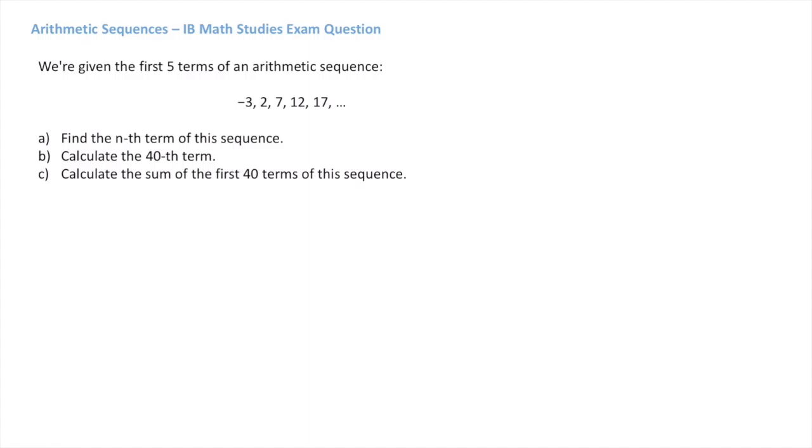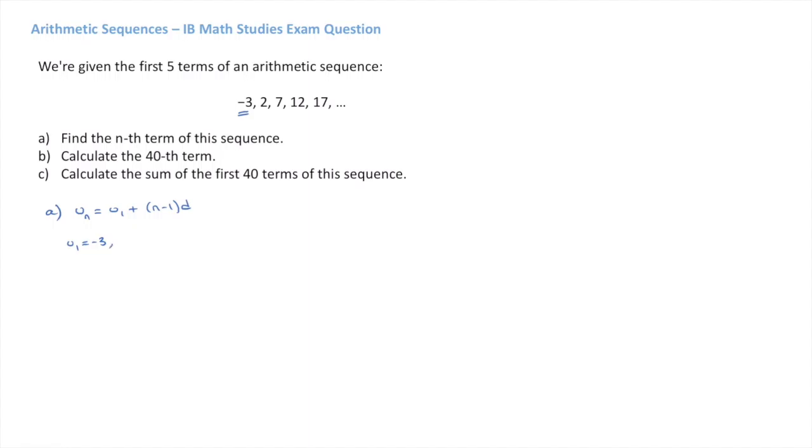Now, to find the nth term of the sequence, we need to make use of the formula for the nth term of an arithmetic sequence. That's in our IB formula booklet, and it states that un, the nth term, equals u1 plus n minus 1 times d. Looking at our sequence at the top here, we can see that u1, the first term, is -3. So we can go right ahead and say u1 equals -3.